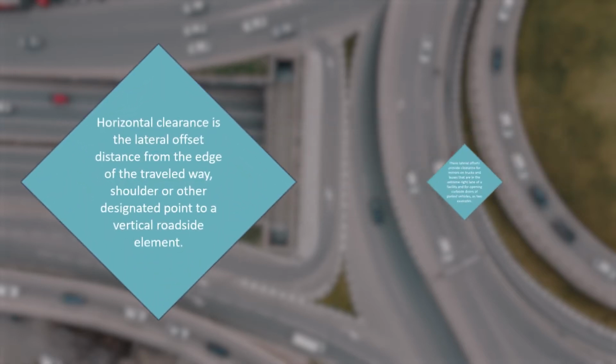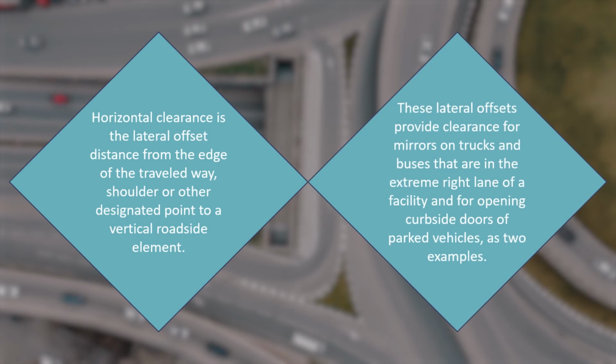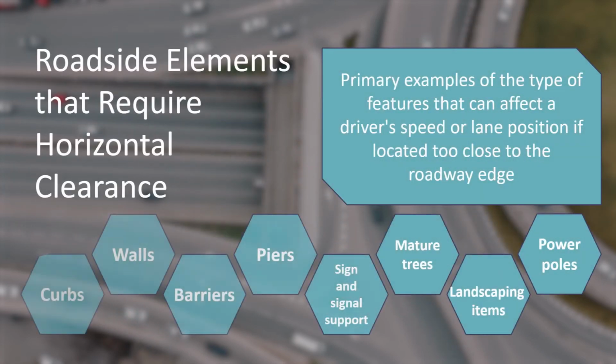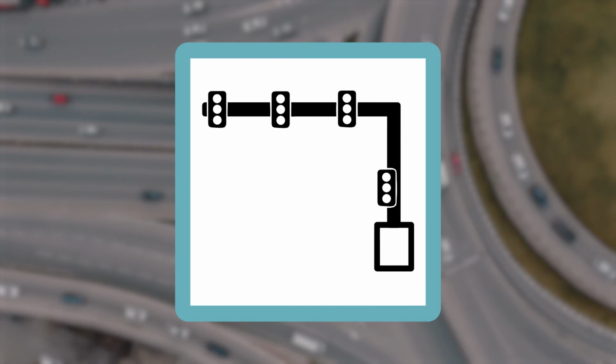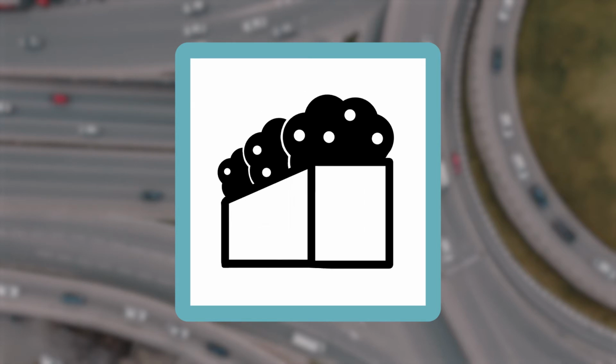Horizontal clearance is basically the lateral offset distance from the edge of the traveled way to another designated point of a vertical roadside element. This lateral offset is really to provide clearance for mirrors on trucks and buses that are in the extreme right lane of a facility, and for opening curbside doors of parked vehicles, as two examples. Some of the roadside elements that will require horizontal clearance include the following: curbs, walls, barriers, piers, sign and signal supports, mature trees, landscaped items, and power poles.